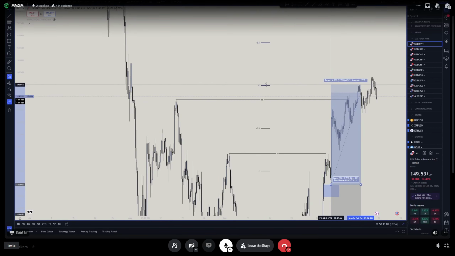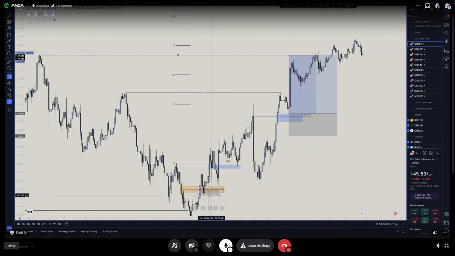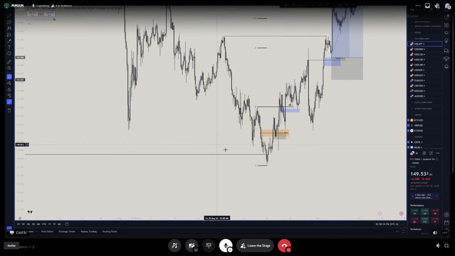It doesn't quite align with the 2 to 2.5. If you want to, you could take it up to this 2 standard deviation level here, or you could take it up to this high here, but they're not guaranteed, right? The safest option is to take it right here. Now, where's your mitigation block? Your mitigation block is right here. And boom, this is going to be basically your market maker buy model coming out of a weekly liquidity pool.